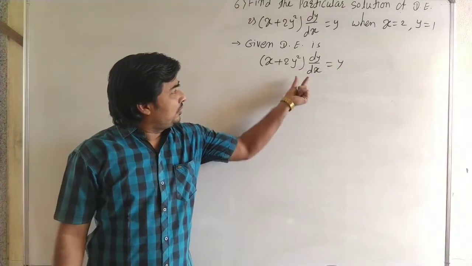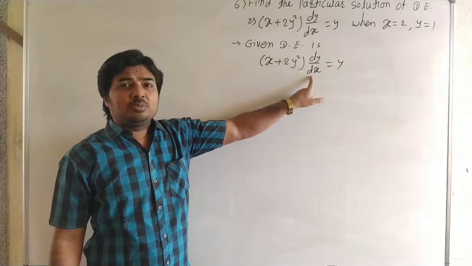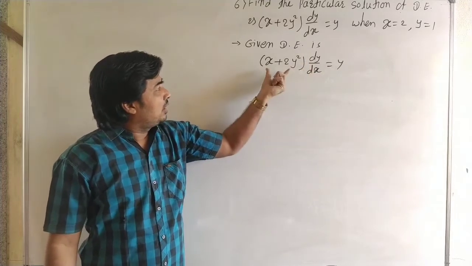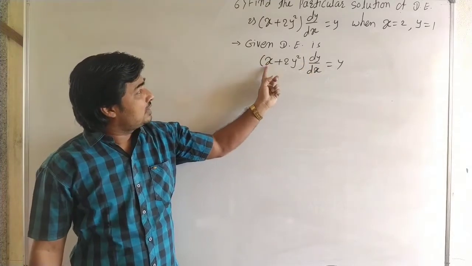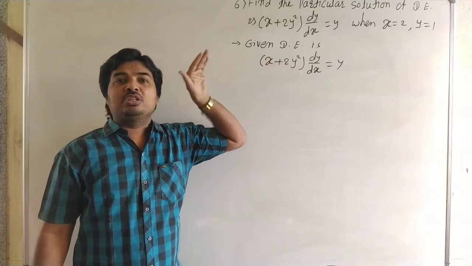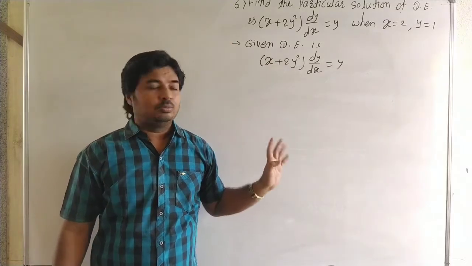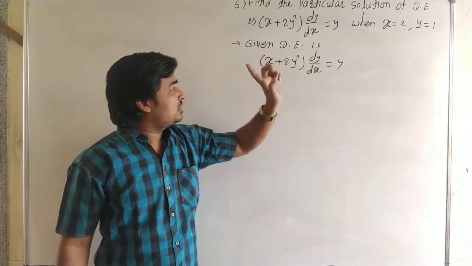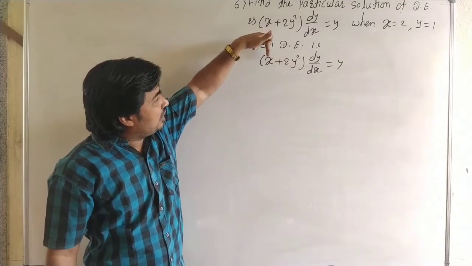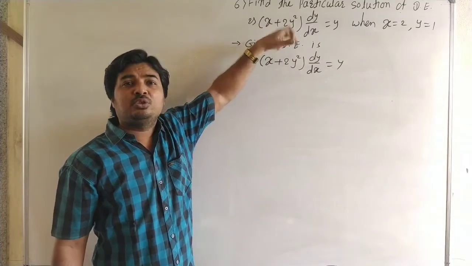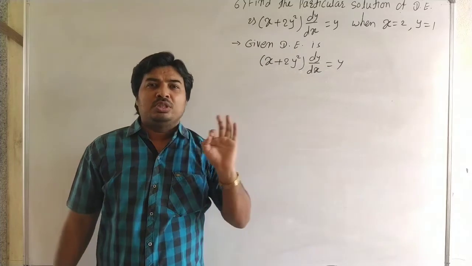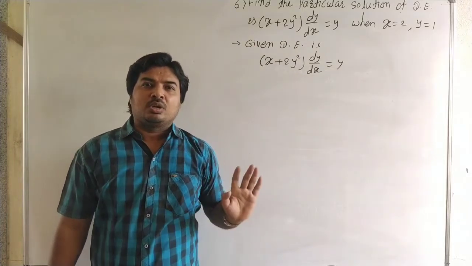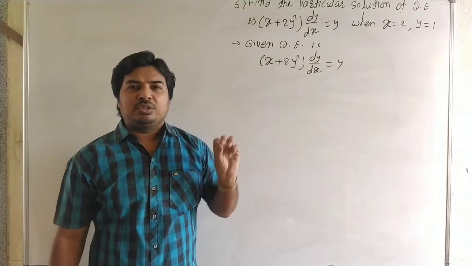See clearly here, when we separate the differential coefficients dx and dy, we cannot separate the variables x and y. That means it is not in the variable separable form, and it is also not a homogeneous differential equation, because here the degree is 1 but here the degree is 2. It is not a homogeneous differential equation. Now we check whether it is a linear differential equation or not.